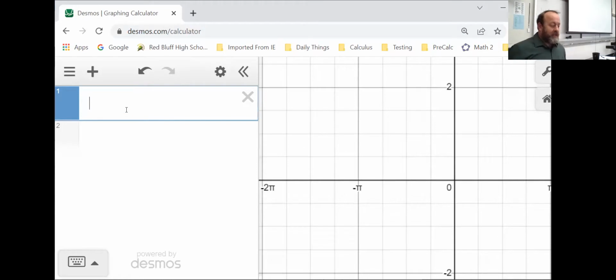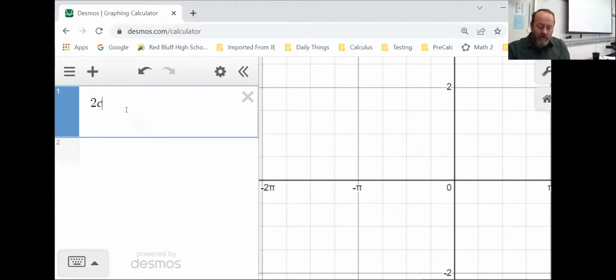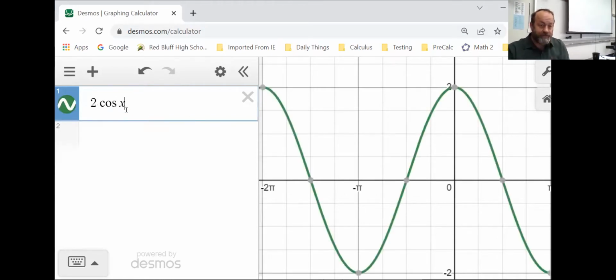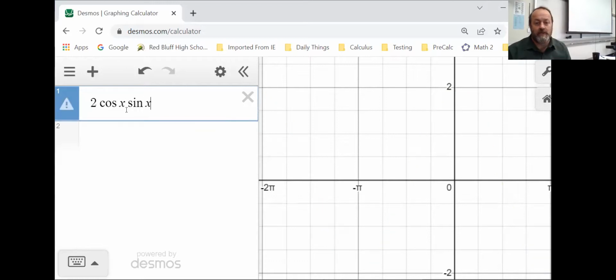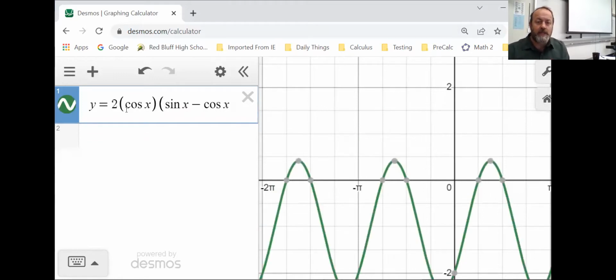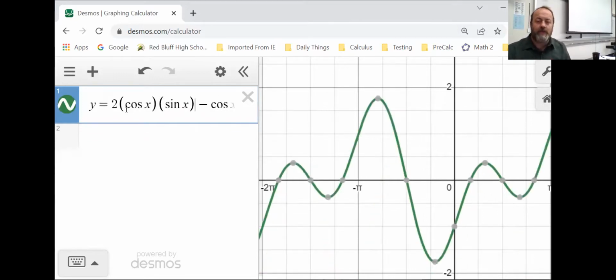Okay, so I'm back. Sorry about that. So I'm going to type in 2 cosine x, sine x, and minus the cosine of x. And I guess I need to put maybe a y equal in there. I guess maybe I need some parentheses in there. Oh, there we are. That's a funny little thing.